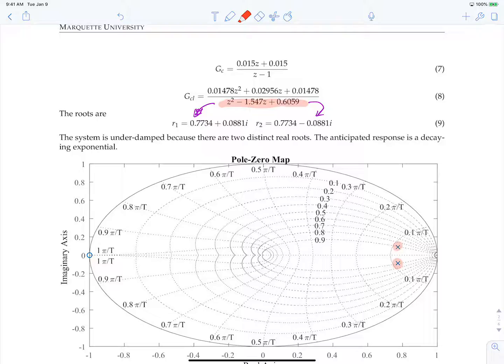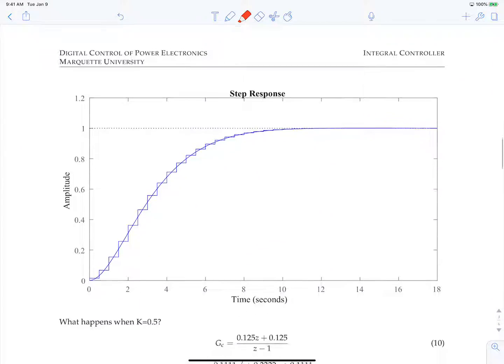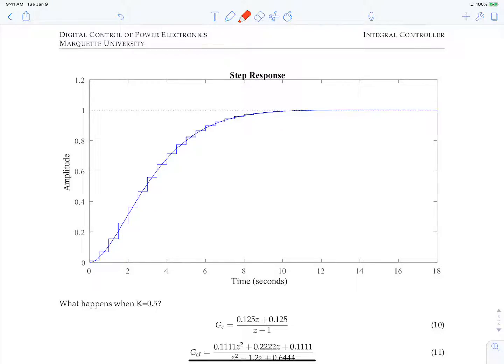So you're going to have a little bit of ringing, but you probably won't even see it. So let's just take a look at the step response here. Oh yeah, look at that. It's not too bad. There's a step response. Kind of goes up there.